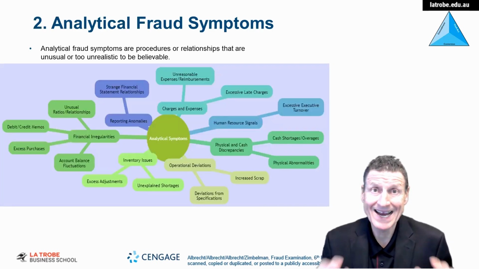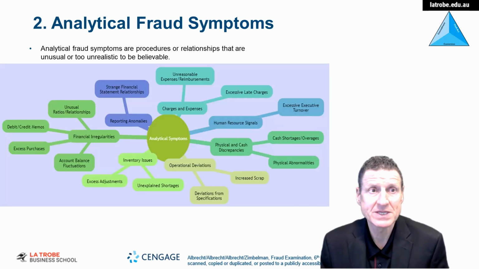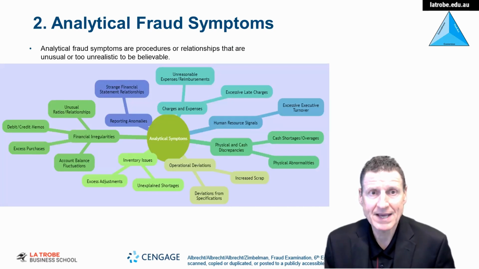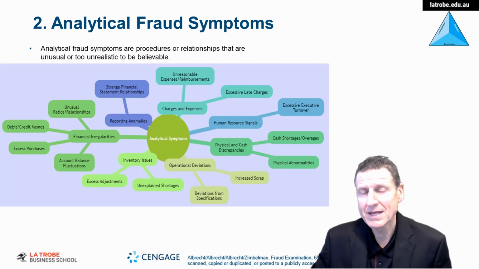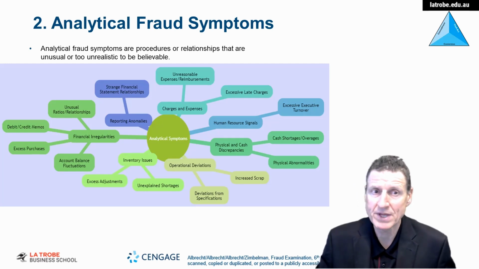Now let's have a look at the analytical fraud symptoms. This is different from accounting because it goes beyond looking at documentation and the debits and credits. You're just looking for unusual patterns in operations, transactions, and behavior of the firm. For example, unusual charges and expenses, unusual human resource signals, maybe excessive employee turnover, physical and cash discrepancies. And you can say that, well, maybe that's accounting. Yeah, a bit of a gray area. It might overlap with accounting.